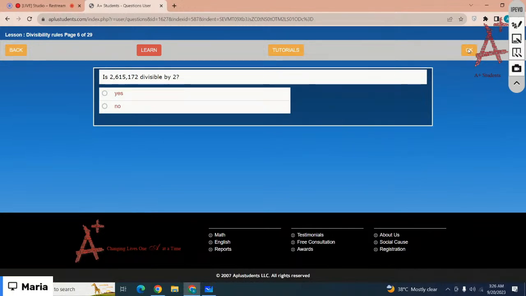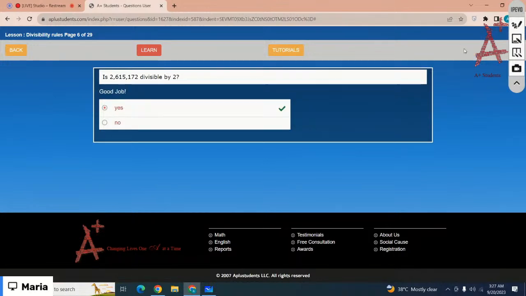Okay, is 2615172 divisible by 2? Yes or no? Which is the correct option? The divisibility rule for 2 is that the last digit must be even. So 2 is an even number, so yes, the number is divisible by 2. You can see that it is a 7-digit number. If you were going to divide, even if you are good with multiplication, it still takes 2 to 3 minutes. But we know the divisibility rule, so we know that it is yes. Got it?